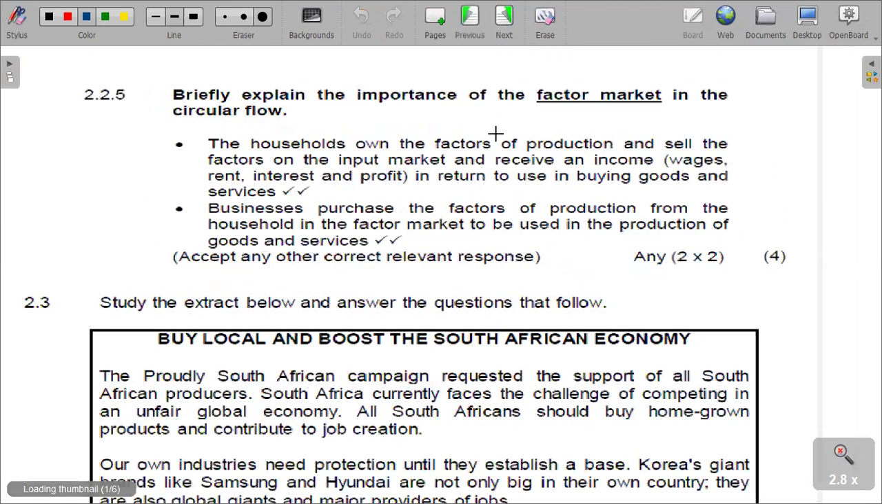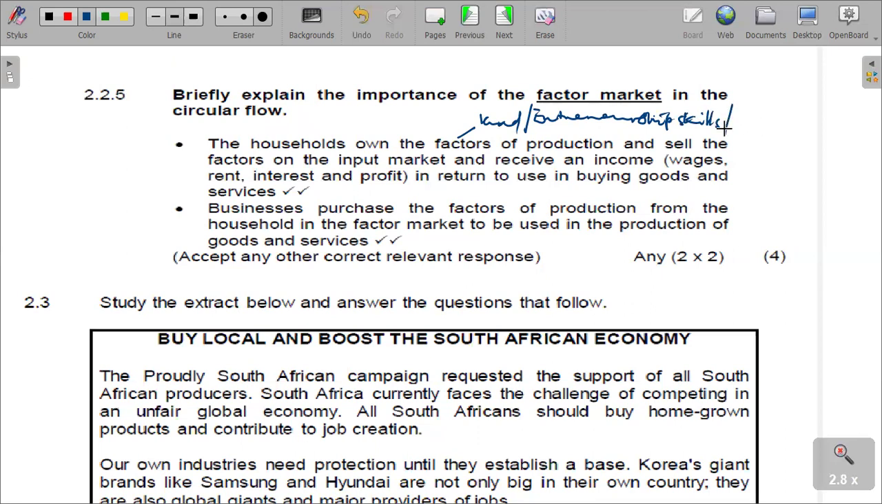We quickly want to answer the next question. Briefly explain the importance of the factor market in the circular flow. In the factor market, the households own the factors of production. I'm sure you understand these factors. We can talk about the land, and we have the entrepreneurship skills.